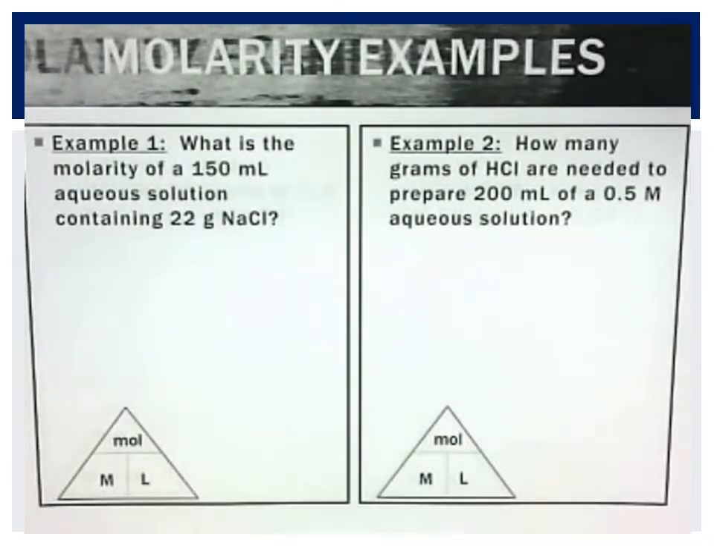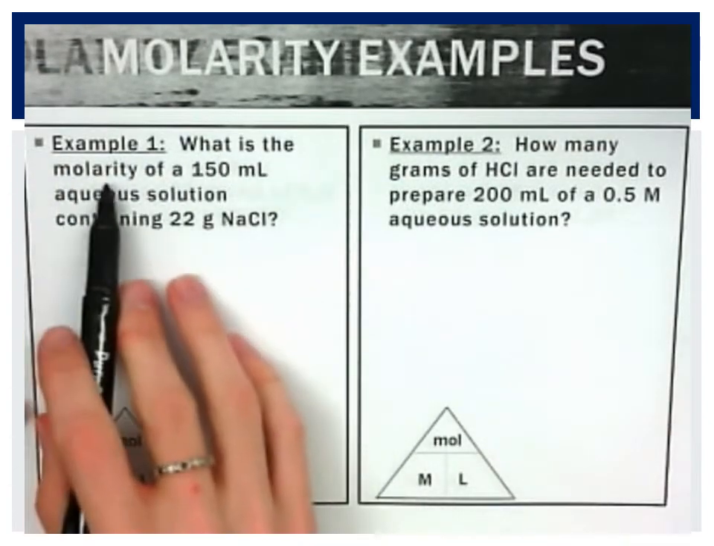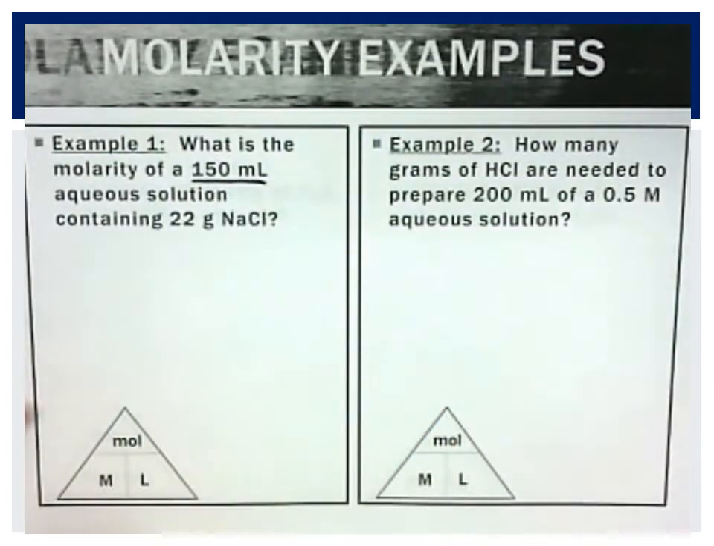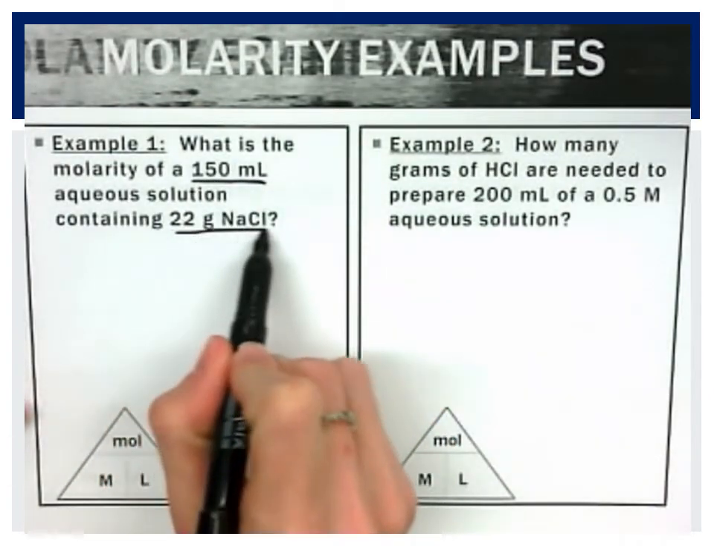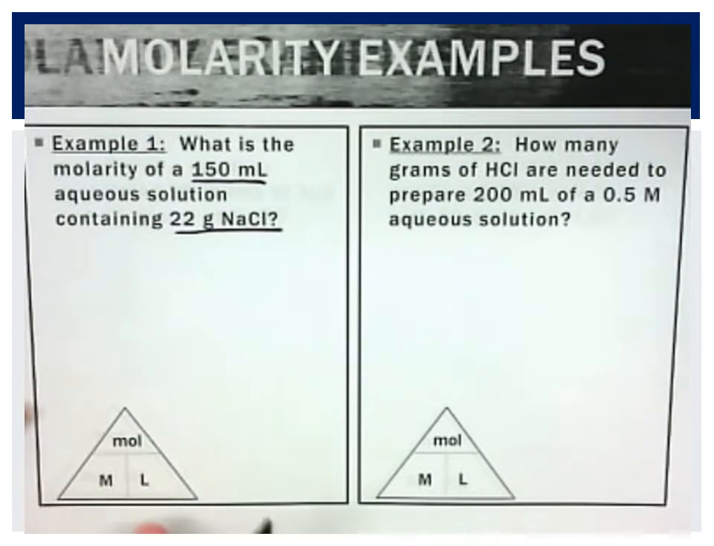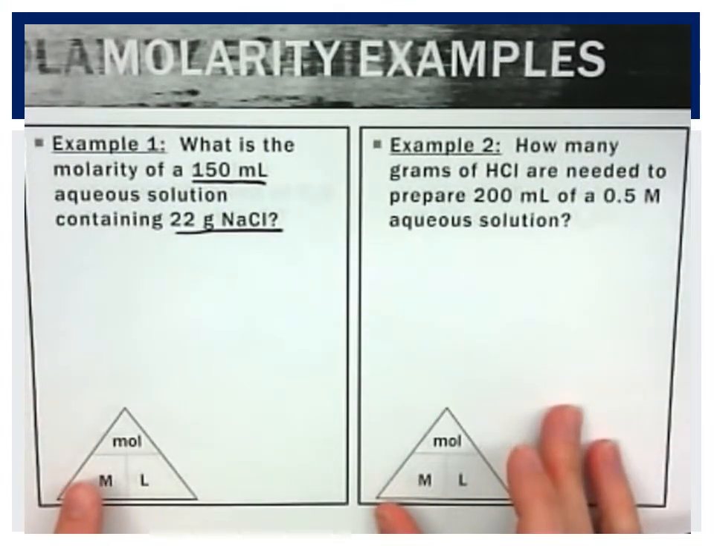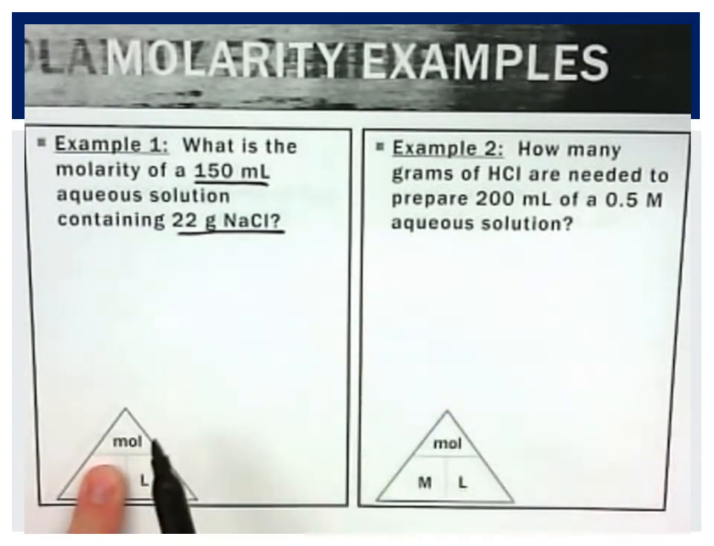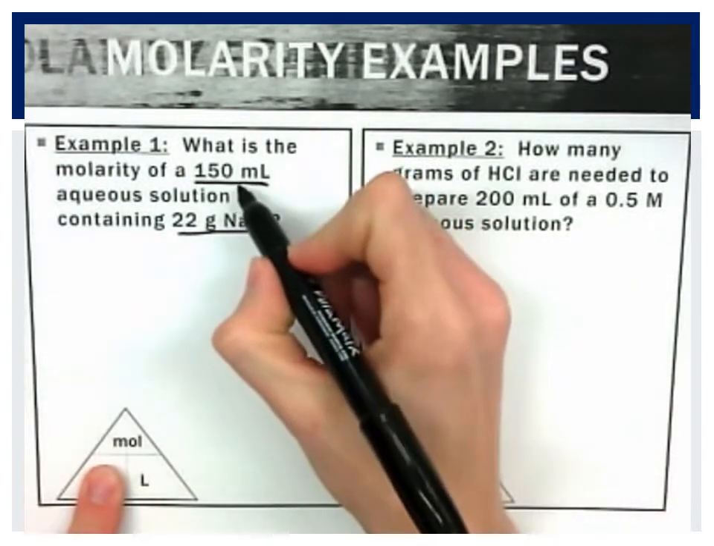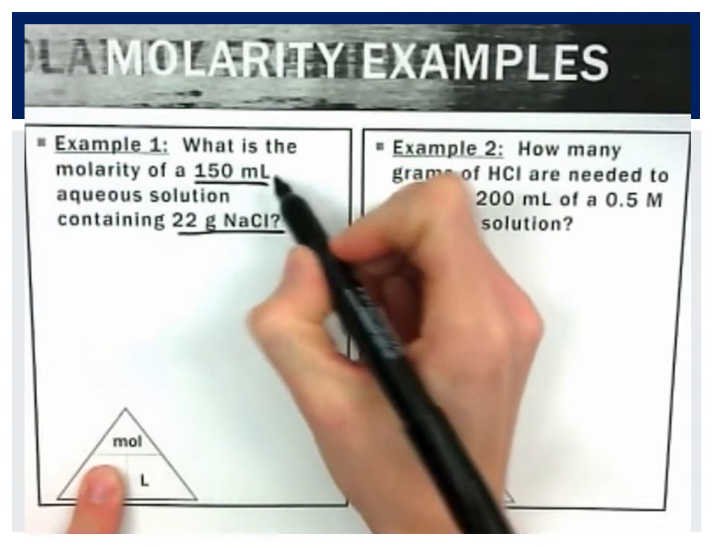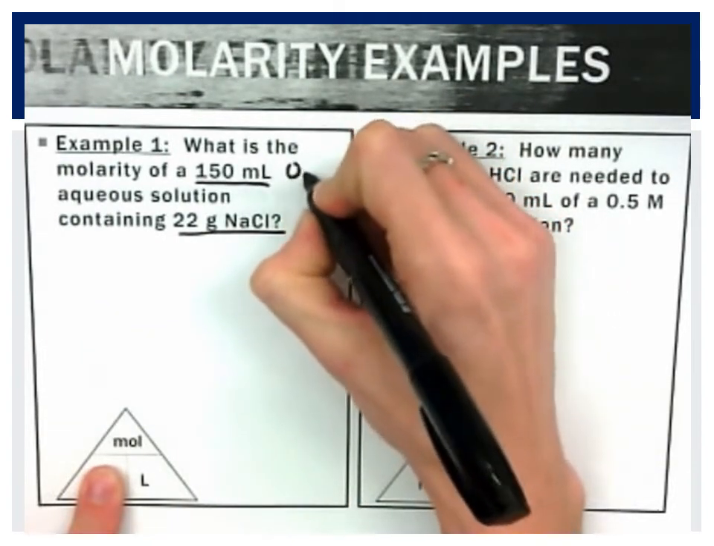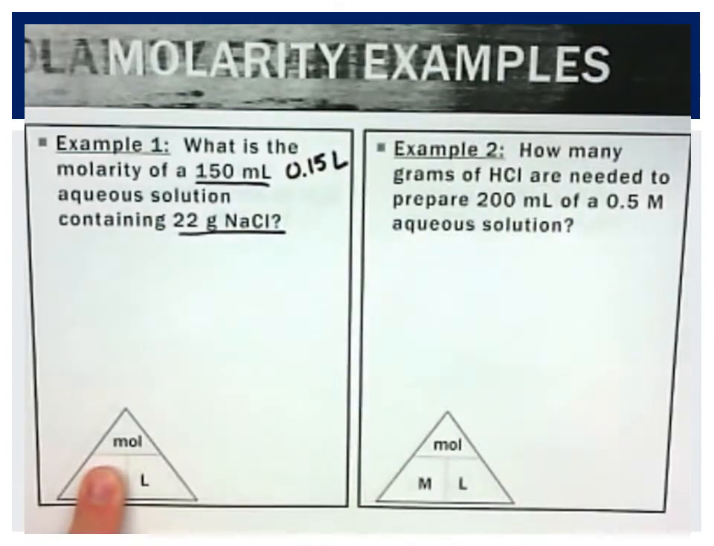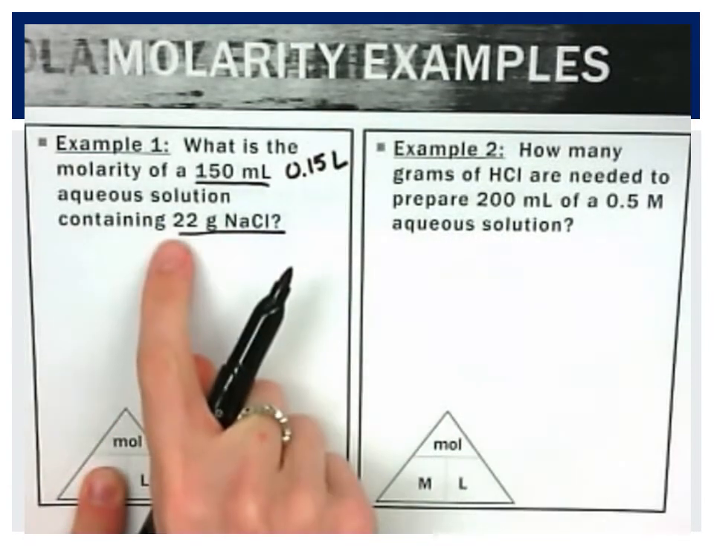Let's just do some examples. Alright, so let's start with some molarity examples. In the first example, we're asked what's the molarity of a 150 milliliter solution containing 22 grams of sodium chloride. If I want molarity, I'm going to cover up the M. Remember these triangles? The definition of molarity is moles per liter. So I'm going to divide moles by liters. To be able to do that, I need moles and liters. Here I have 150 milliliters. We need to convert that to liters. That's 0.15 liters. Just divide it by 1,000.